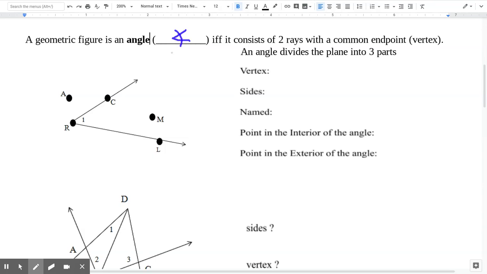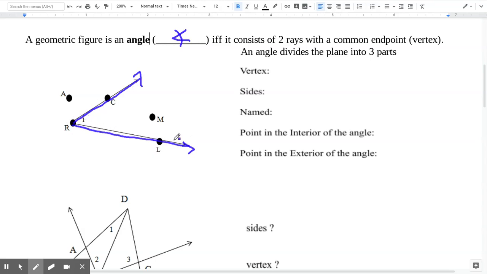But as far as a figure being an angle, it is an angle if and only if it consists of two rays with a common endpoint. So a case of an angle would be down here. You have a ray that starts at R going in this direction, and you have another ray that starts at R going in a different direction. And when we have that, we have this opening between your two rays, and that is what we're talking about when we're talking about our angle and its measure. So we have what's called an angle here.